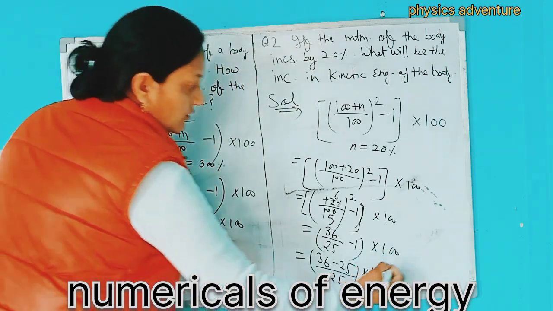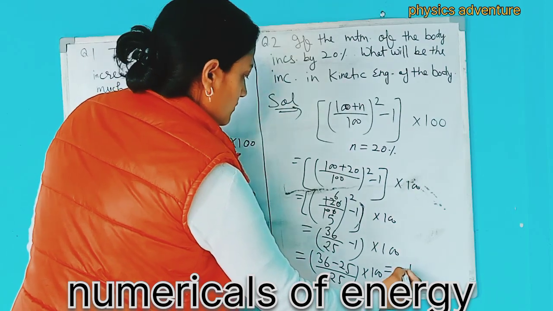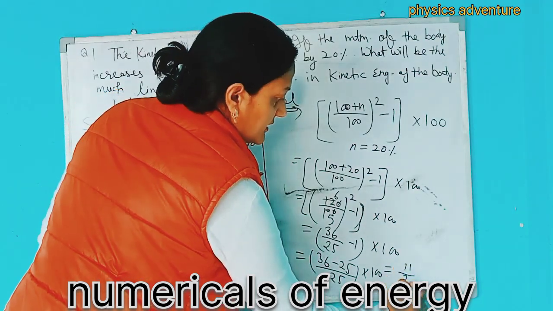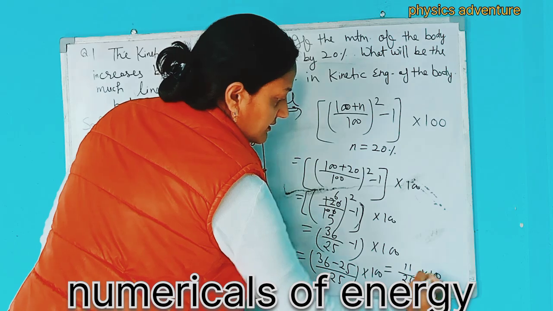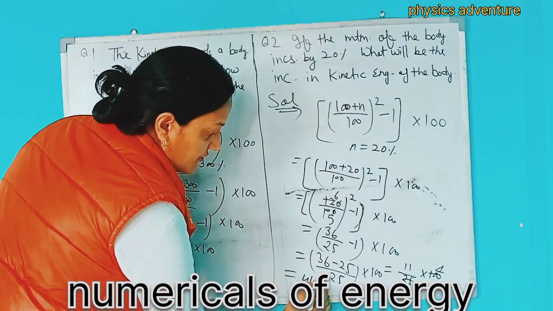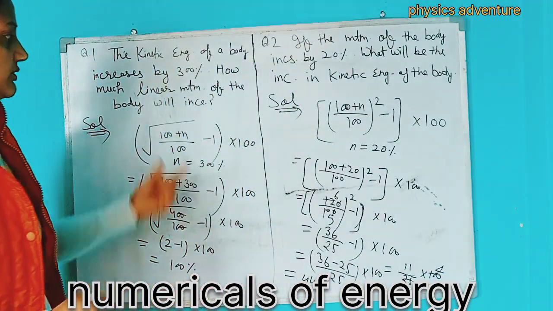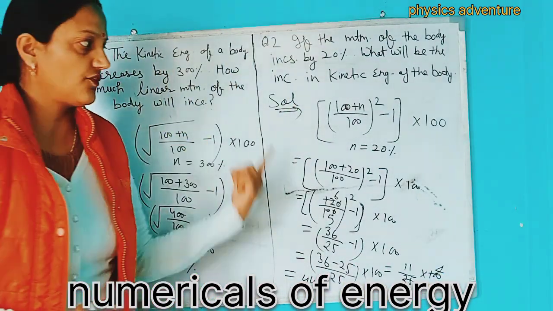This is equal to 1 upon 25, multiplied by 100, which is equal to 44. So this will become 44%. So this is the answer. So we have the two most important formulas for this.